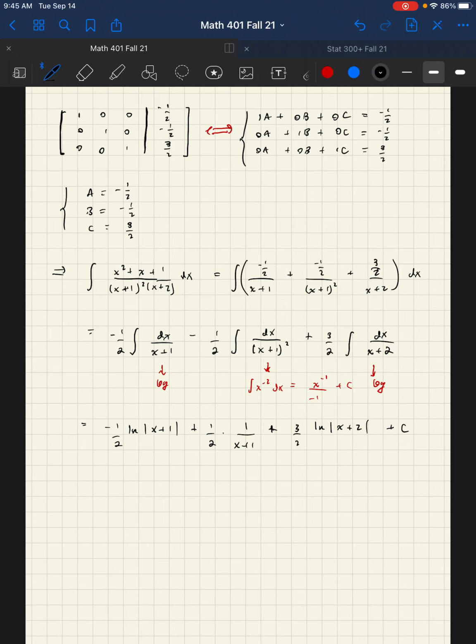And if I clean this up just the tiniest bit, I actually end up with -1/2 ln of |x + 1| plus 3/2 ln of |x + 2| plus 1 over 2(x + 1) plus c. And that's our answer.